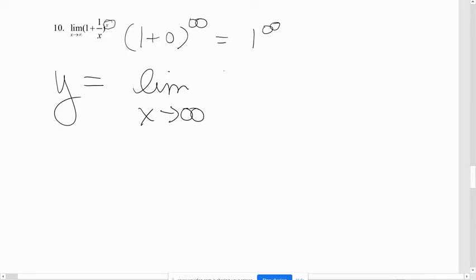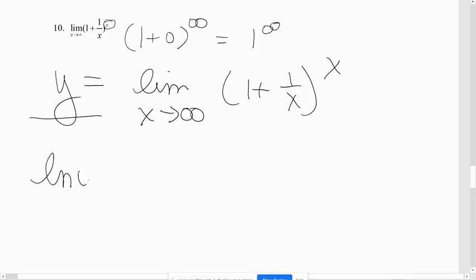of 1 plus 1 over x to the x. Okay, so all I've done there is throw in a y to make it an equation so that I can take the log of both sides.